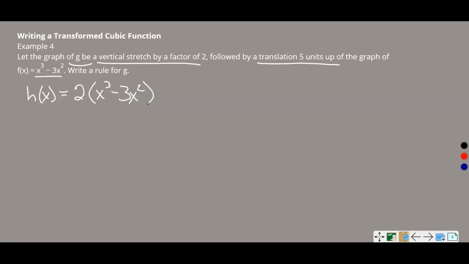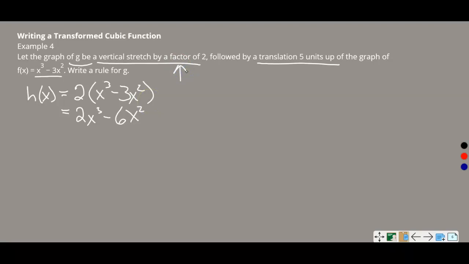And again, all you have to do is refer back to those key ideas, and it gives you the rules. And if you know the rules, or you can at least follow the rules, then it makes this not too difficult. All right, let's use distributive properties. So we're going to do 2 times x cubed, and 2 times negative 3x squared, so negative 6x squared. All right, so that is this first step.